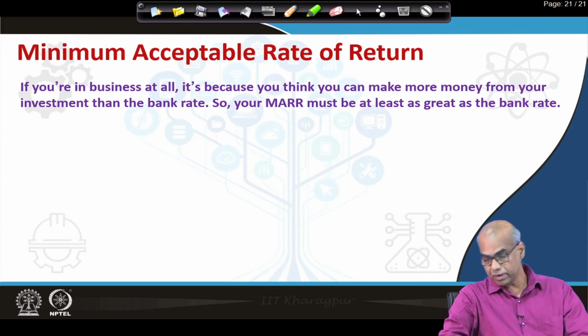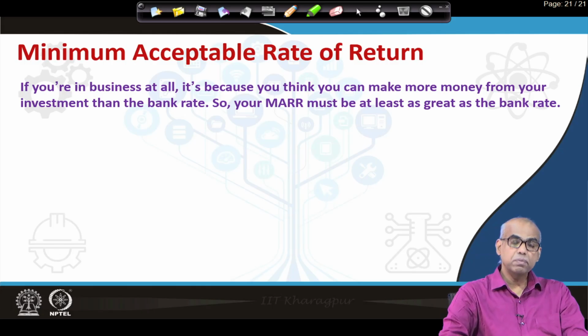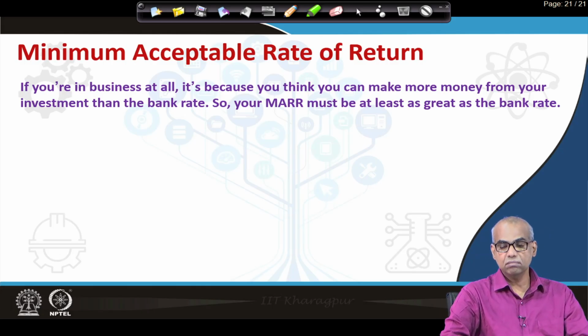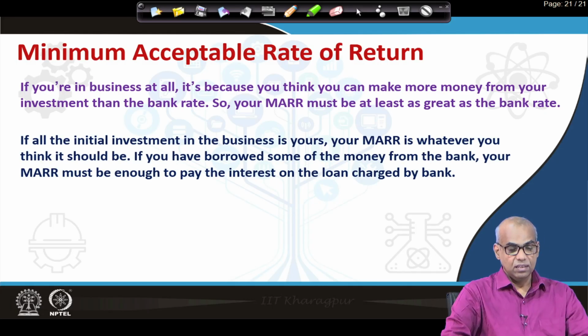Now, what is minimum acceptable rate of return? If you are in business at all, it is because you think you can make more money from your investment than the bank rate. So, your minimum acceptable rate of return must be at least as great as the bank rate. If all the initial investment in the business is yours, your minimum acceptable rate of return is whatever you think it should be. But if you have borrowed some of the money from the bank, your minimum acceptable rate of return must be enough to pay the interest on the loan charged by the bank.